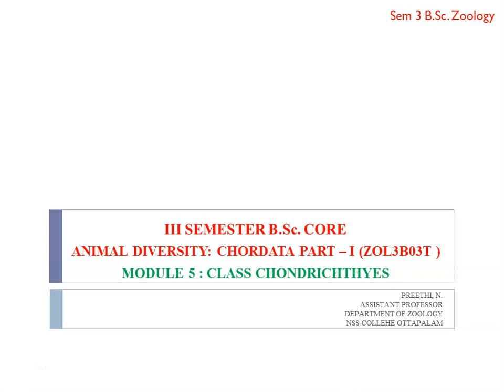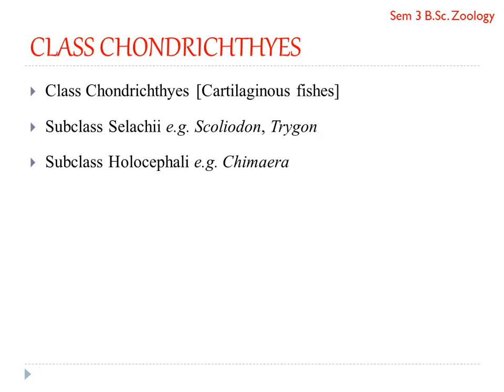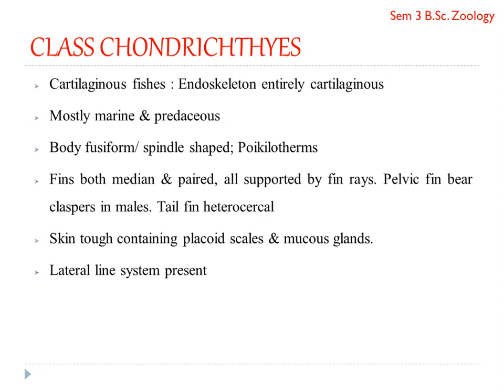Hello everyone. Today we are going to deal with the class Chondrichthyes, salient features of them, and the classification with explanation about a few important examples. This is as per your syllabus. You're supposed to learn the salient features of class Chondrichthyes, then the two subclasses, and 3 examples under them. Okay, right. So, what are the salient features of class Chondrichthyes?